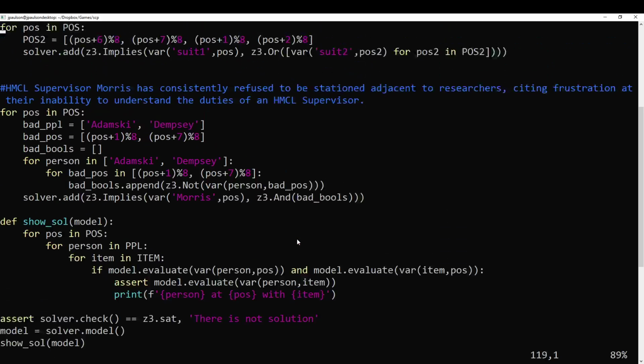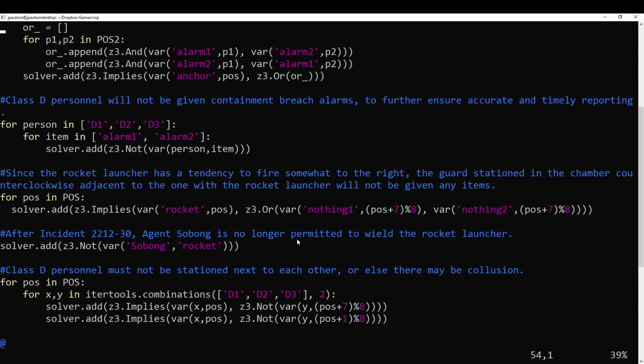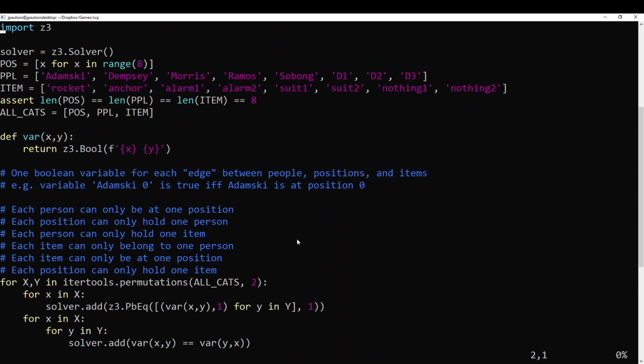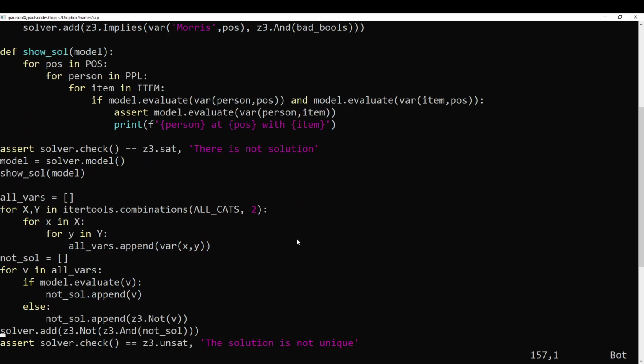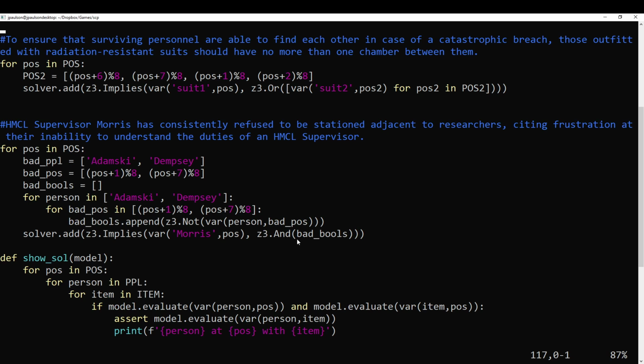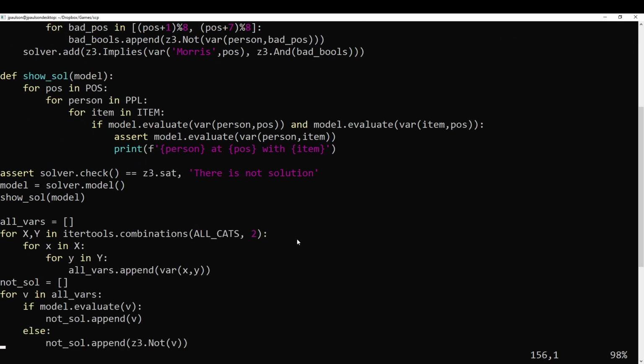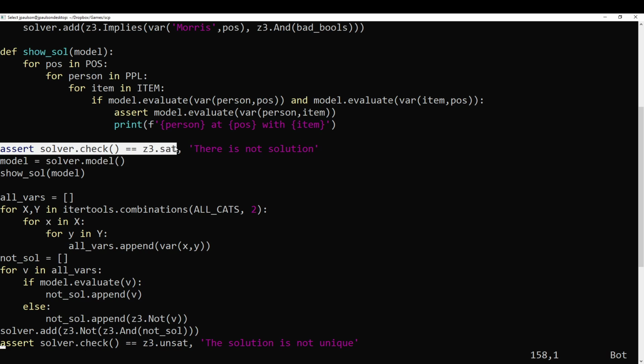Okay, so now we have finally written down all of our constraints in this sort of Boolean language. And now we can actually run and solve the problem. So we can ask Z3, is there a solution? And if so, what is it? And then we can print out the solution.